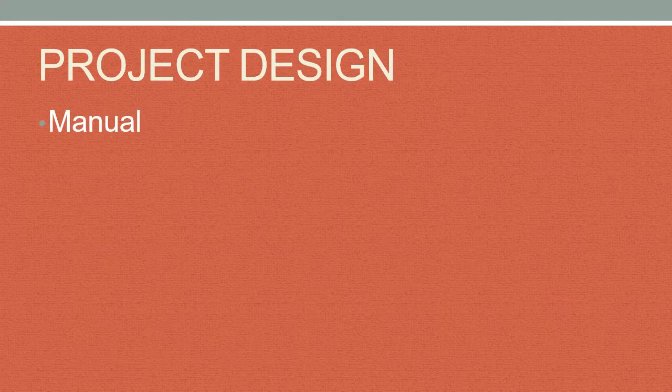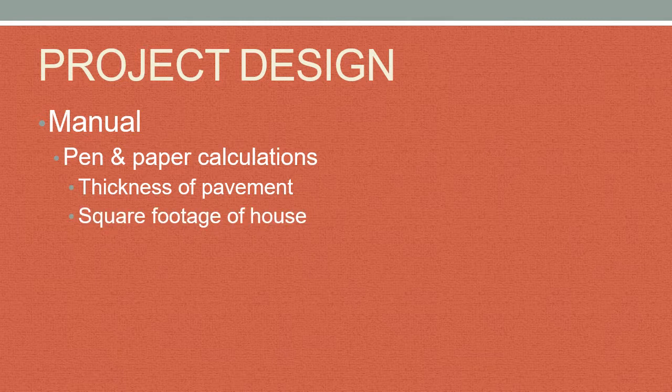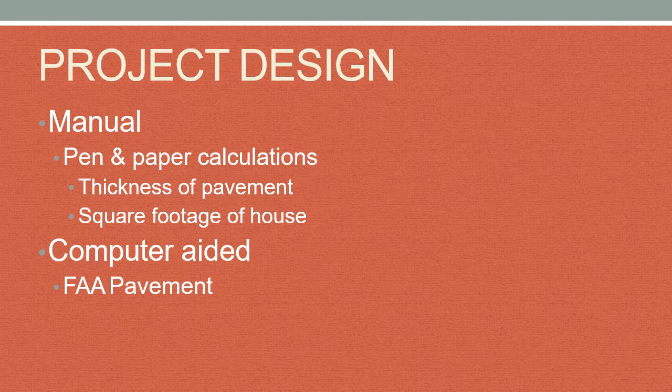So we can do project design manually, basically a pen and paper calculation. How thick is the pavement? What's the square footage of the house? We can get computer aids to do this. Now, you're all familiar with AutoCAD, but the FAA, the Federal Aviation Administration, has software available to allow you to compute how thick pavement should be for airports. And of course, you can do similar things with AutoCAD Civil 3D that you may once upon a time have done with pen and paper calculations.